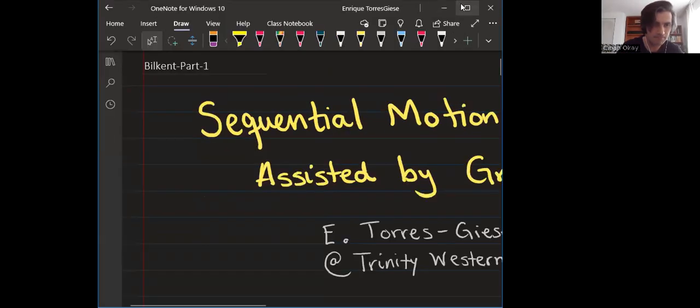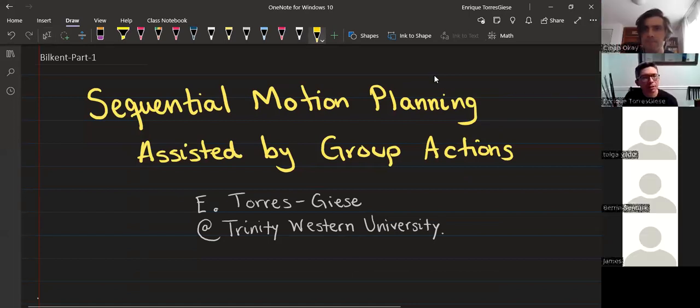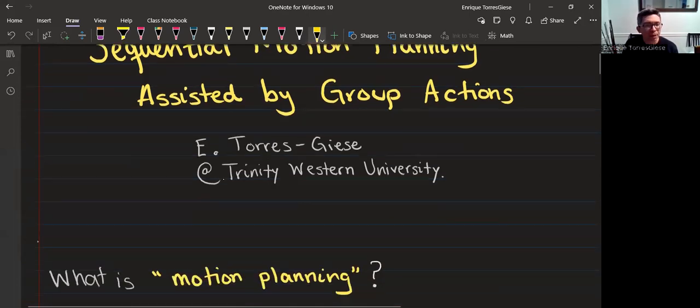Let me make a few comments. The talk is going to be divided into two parts. In the first part, I'm going to be discussing this idea of sequential motion planning. I'm going to explain what motion planning is in the context of topology. And then the second part is going to be on the group actions aspect of the motion planning problem. So that's what we are going to do.